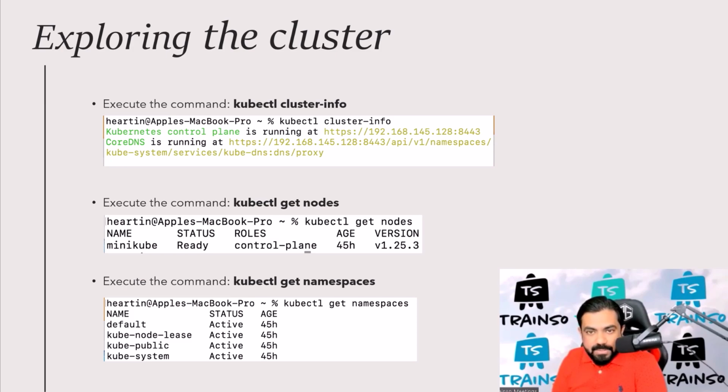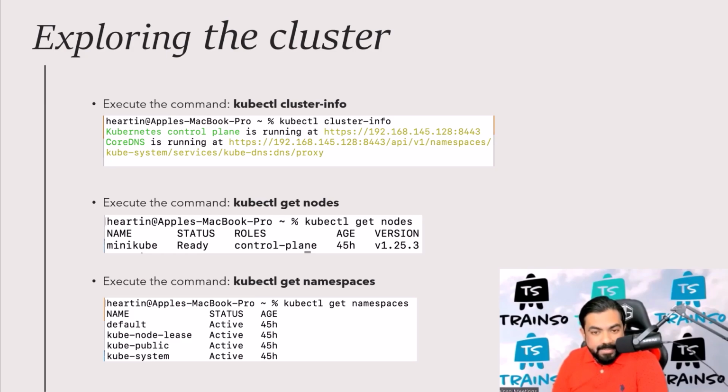You can explore the cluster. You can run kubectl cluster-info. And this will give information such as Kubernetes control plane is running at this IP with this port. CoreDNS is running at this IP with this port. And you can run kubectl get nodes. And by default, you'll get only one node because it's a single node cluster, right?